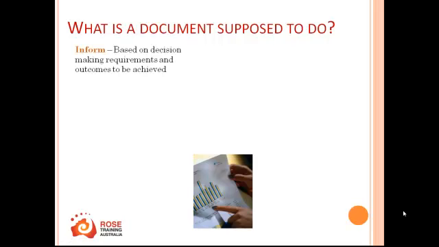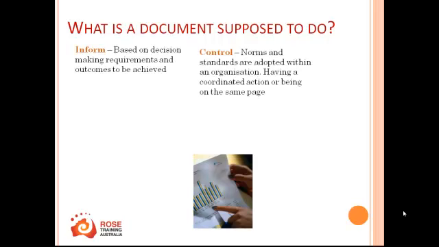There are four main things a document is supposed to do. In fact, any form of communication is used to complete these four main tasks. The first one is to inform. So does your document help on making a decision or reaching an outcome or requirements to be achieved in that outcome? The other is control.